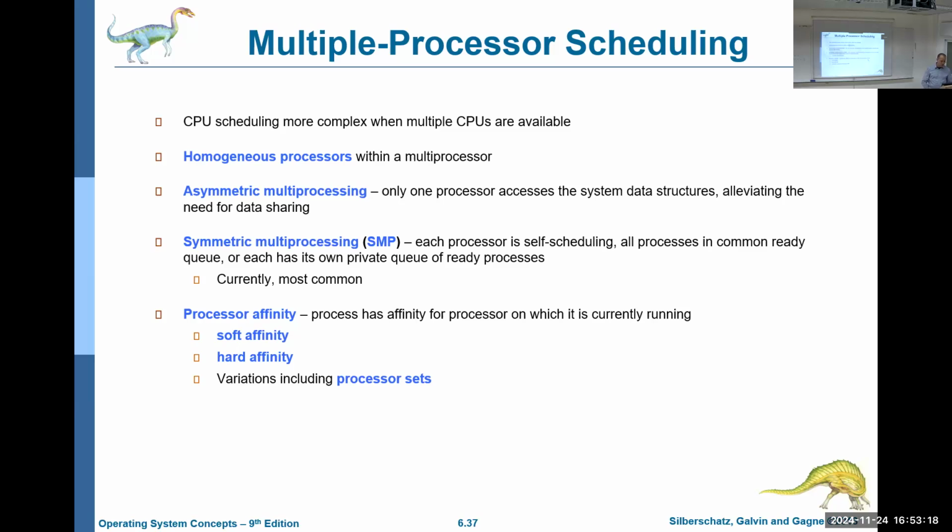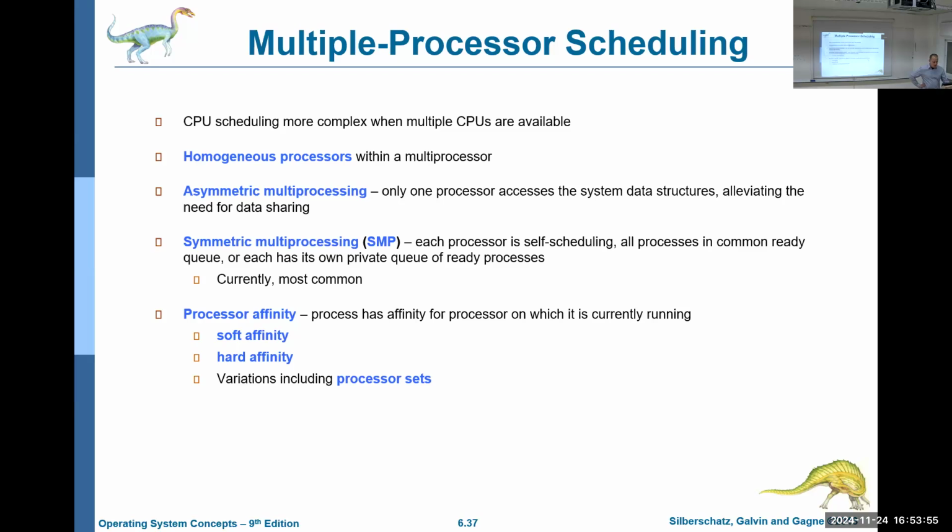Symmetric multiprocessing. Each processor is self-scheduling. All processes are in a common ready queue. So there's one ready queue. This actually makes the most sense. You have one queue, and whichever processor is available takes the next process. After the time slice finishes, they'll both go and take processes out of the queue. Remember that they're not necessarily in sync, because one process could finish before the time slice finished. So the two processors are not necessarily going to the queue at the same time.